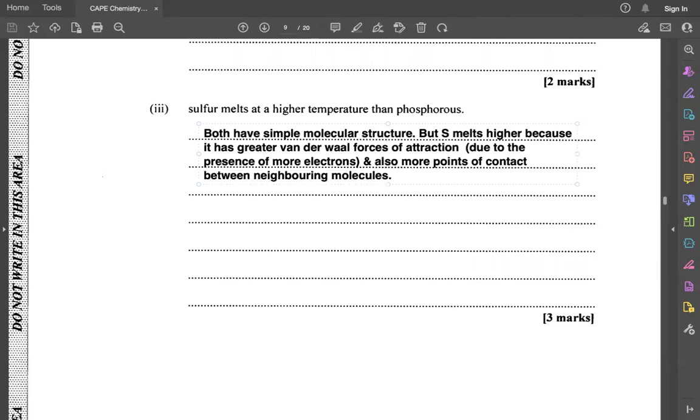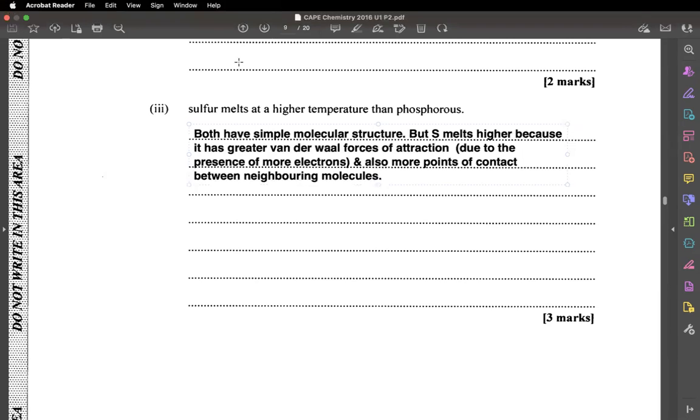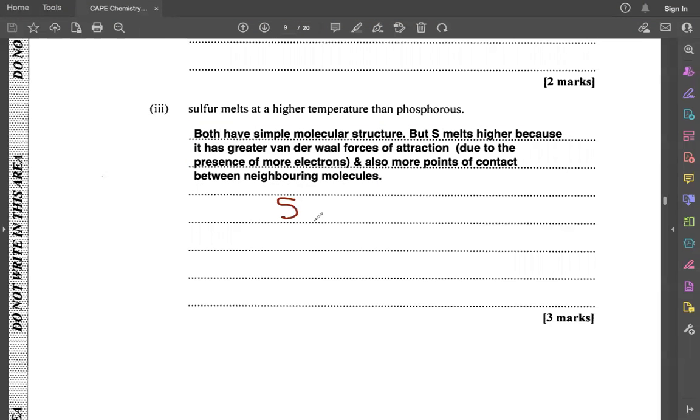And by that, what do we mean? If we look at how we find sulfur in nature, generally what we have is S8, right? So that's 8 sulfur atoms, right? So that's many more points of contact when we compare that to phosphorus, which is generally seen as P4, right? So because of that, there are many more points of contact in sulfur between neighboring molecules than there are in phosphorus. And in addition to that, the greater van der Waals forces in sulfur, because sulfur has a higher number of electrons, then we will see that it has a higher temperature than phosphorus, okay?